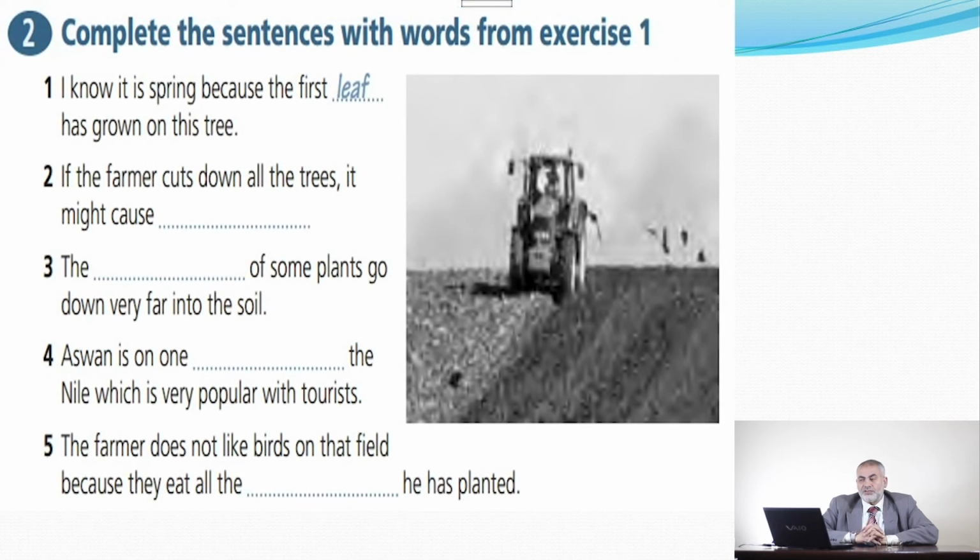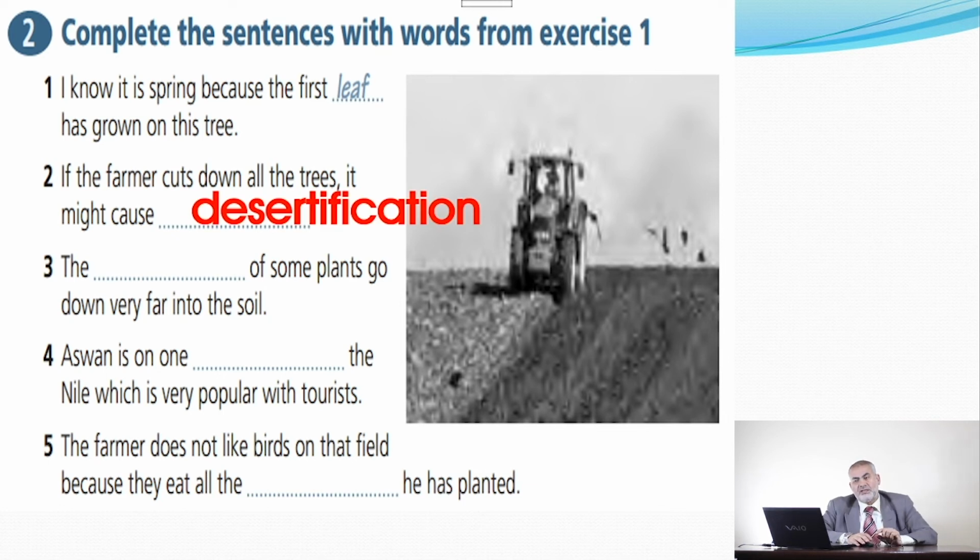Complete the sentences with words from exercise 1. The last exercise has 5 words. Now use these words to complete the sentences in front of us. Number 1, I know it is spring because the first leaf has grown on this tree. Number 2, if the farmer cuts down all the trees, it might cause desertification.